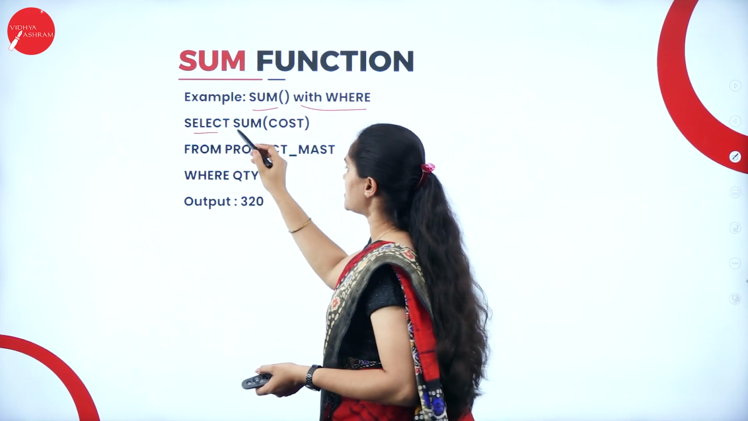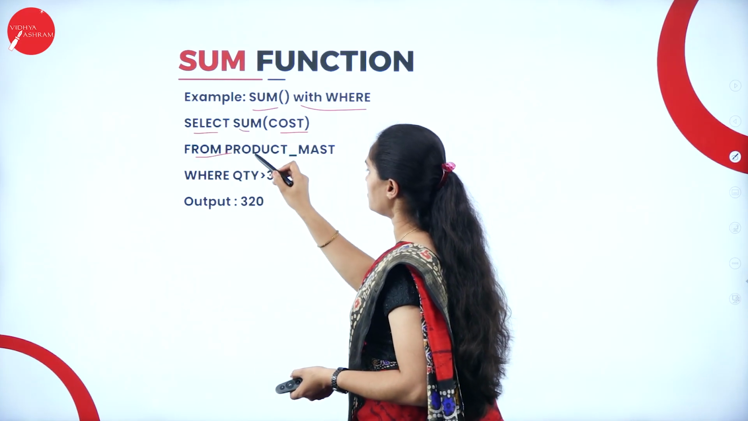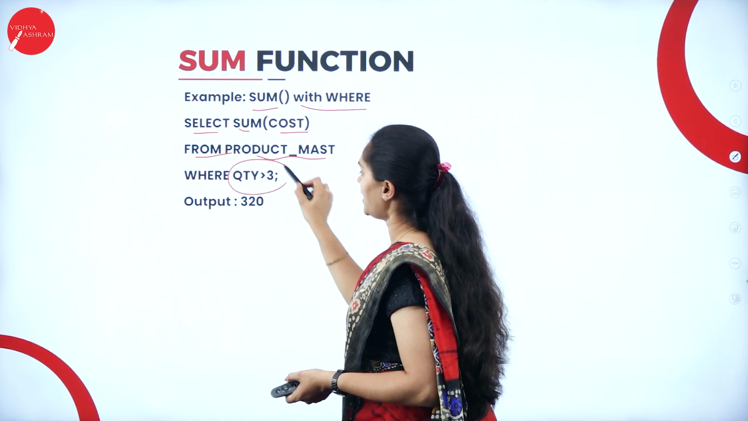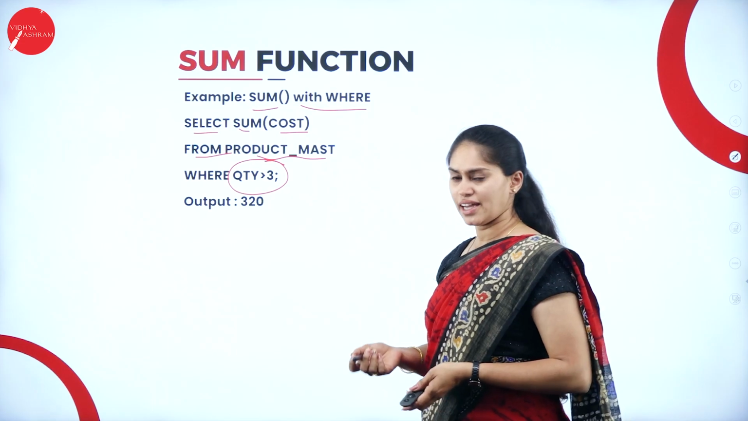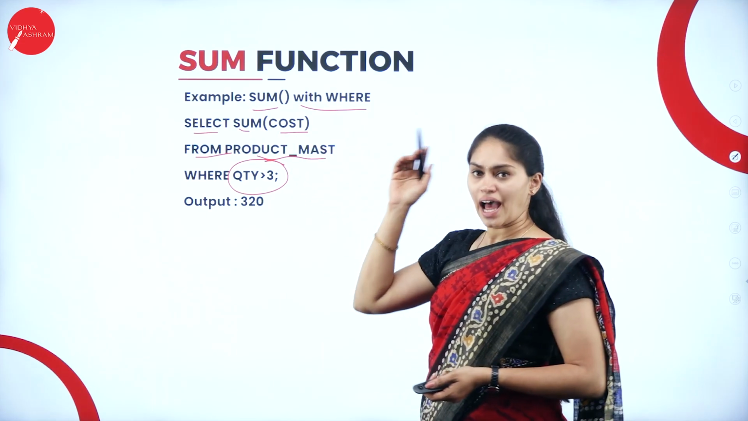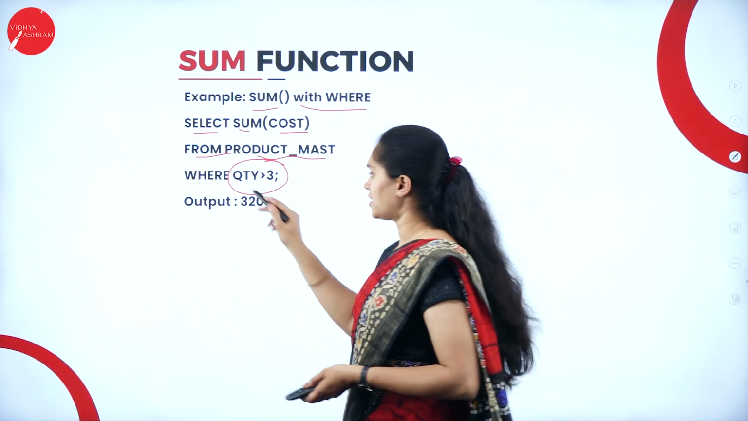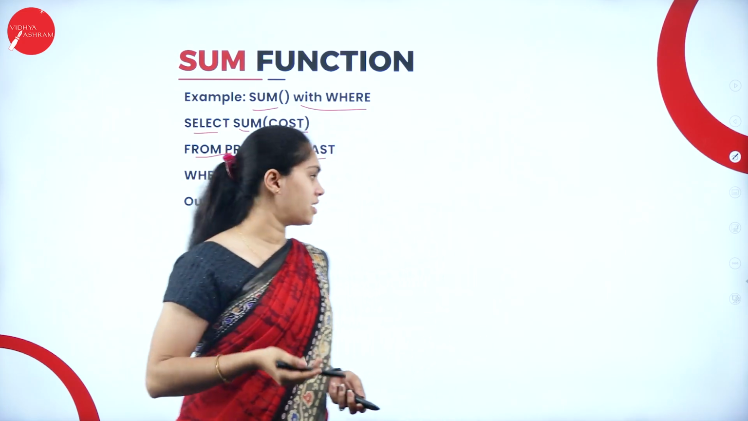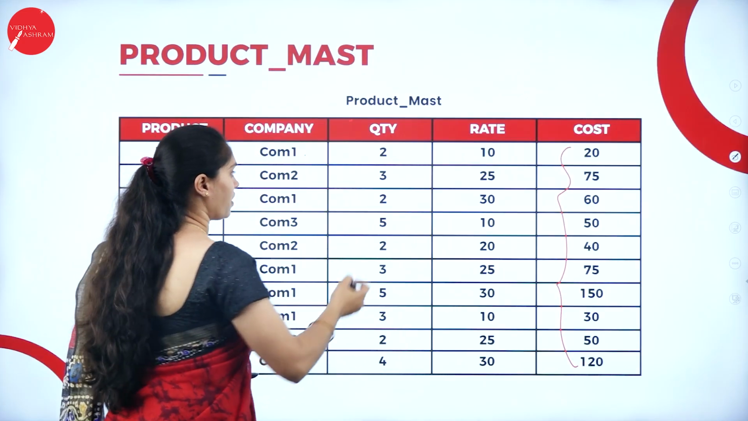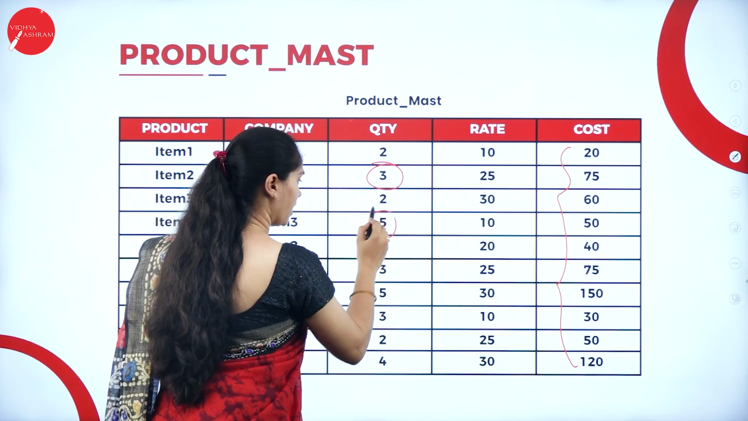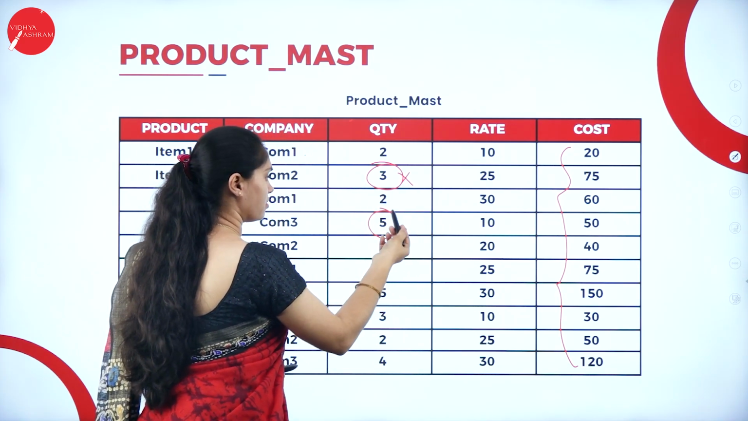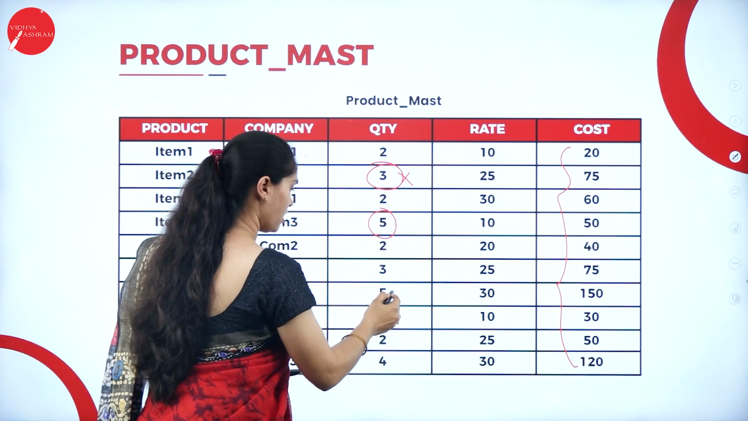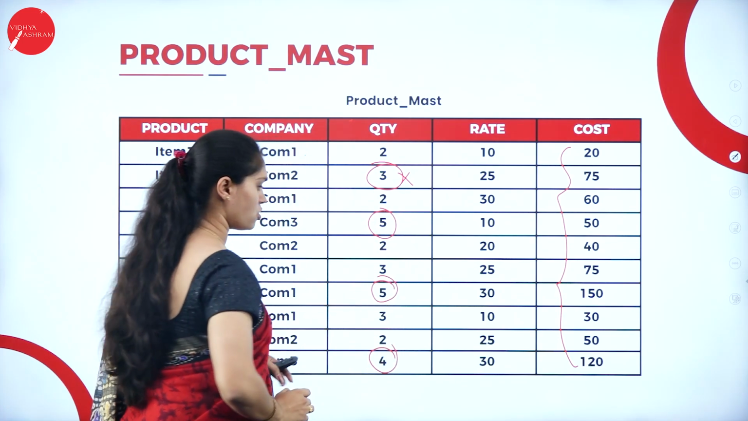Next we'll see that we can use sum with a where condition also. So here: select sum of cost from product master where quantity is greater than 3. We should not consider 3. If it is greater than 3, then it needs to add all those costs where the quantity is greater than 3. So here you can see we have quantities 3 and 5. You should not take 3 because we are seeking greater than 3.